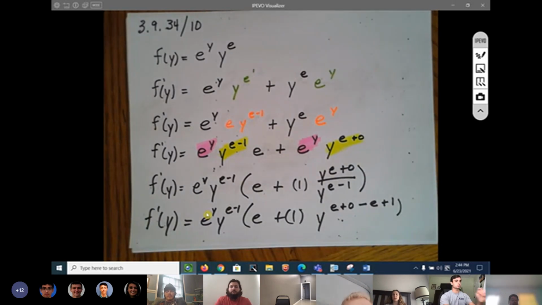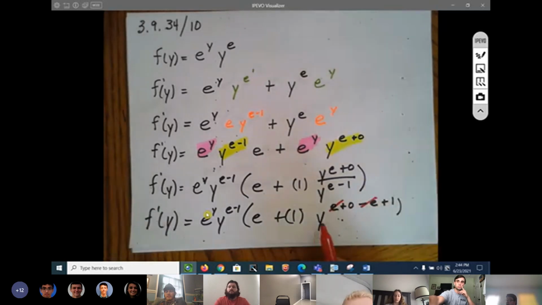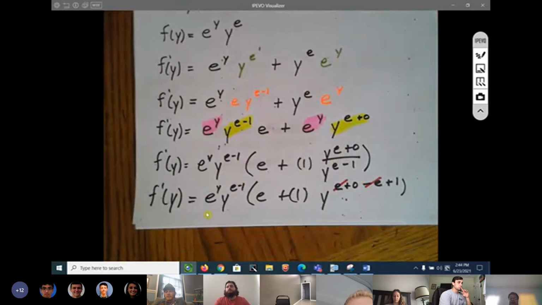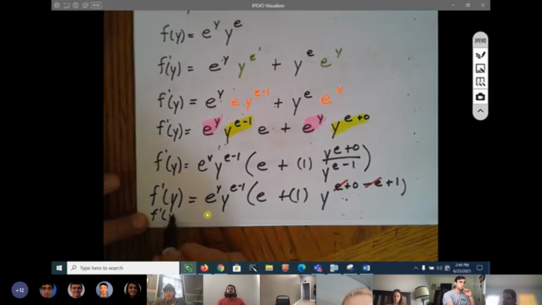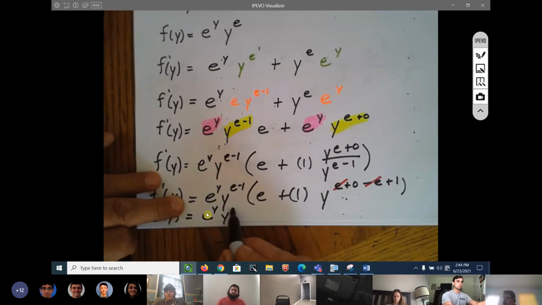And somebody tell me what happens to the e's. They cancel. And y to the first power is y. So the final answer, and that's what people were having trouble with, getting to the final answer. The final answer for this problem is f prime of y is equal to e to the y, e minus 1 to the e plus y.